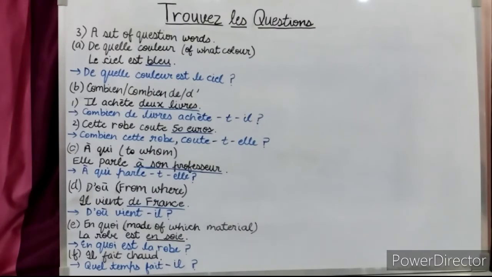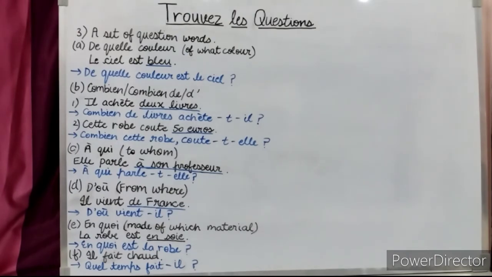Let's see the third part, which is a set of question words. A part, quelle couleur, of what color. Let's see the example. Le ciel est bleu. The sky is blue. So the question would be, de quelle couleur est le ciel? Of what color is the sky? So B part is combien or combien de, or combien d' with an apostrophe for nouns starting with a vowel. Combien or combien de means how many and how much.